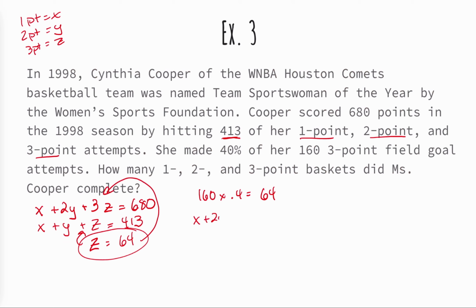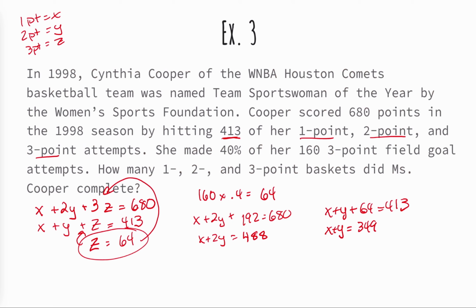So x plus 2y plus 64 times 3, which is 192, equals 680. And x plus y plus 64 equals 413. And so x plus 2y equals 488. And x plus y equals 349.